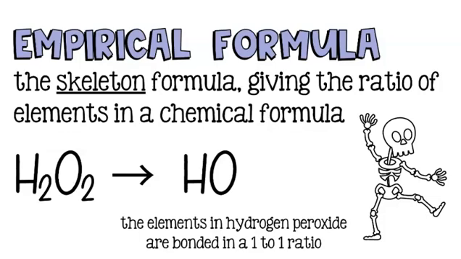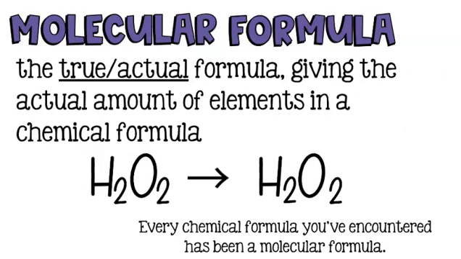Well, an empirical formula is also known as a skeleton formula. It gives the ratio of elements in a chemical formula. For example, H2O2 would have an empirical formula of HO because the elements in hydrogen peroxide are bonded in a 1-to-1 ratio. The molecular formula, on the other hand, is the true or actual formula, which gives the actual amount of elements in a chemical formula.